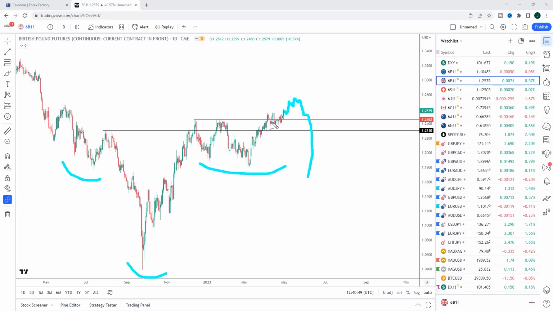However, right now, going into next week, that's the bigger picture. We are trading this to the upside. So I do like the pound as the best long going into next week.